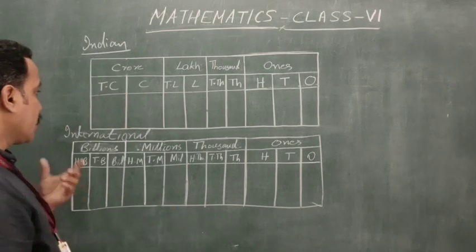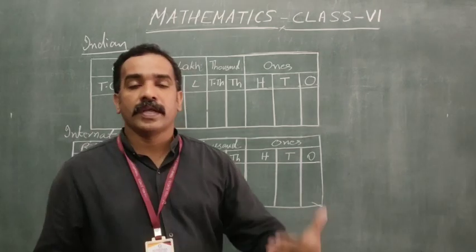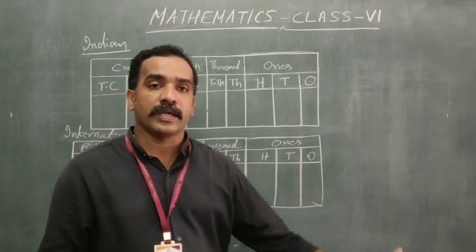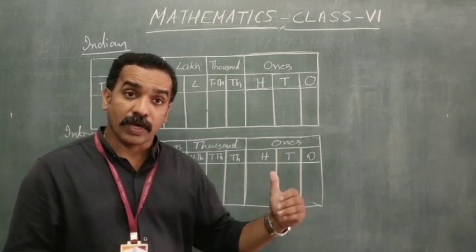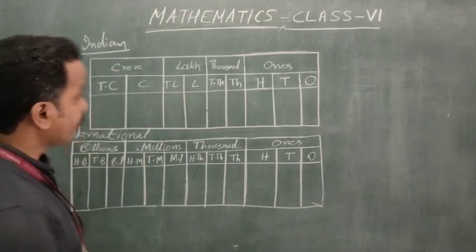So using the international place value chart, we can now read numbers up to there. How can you find the corresponding Indian place value system number? That is what we are going to see next.